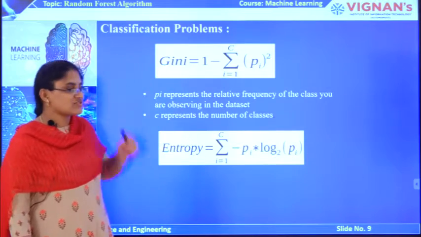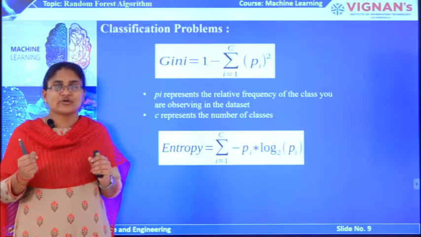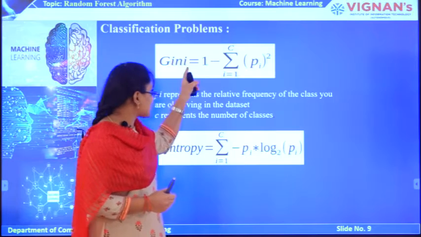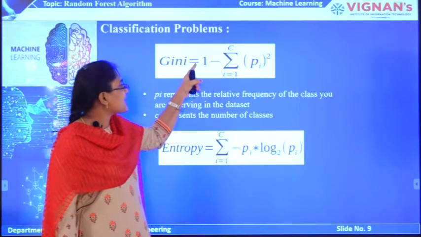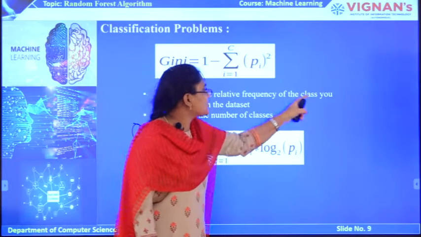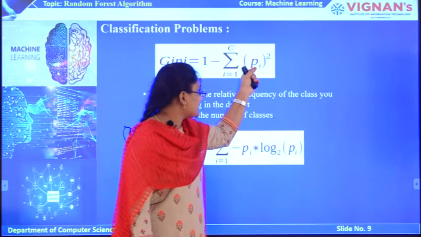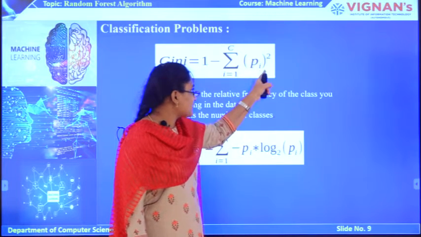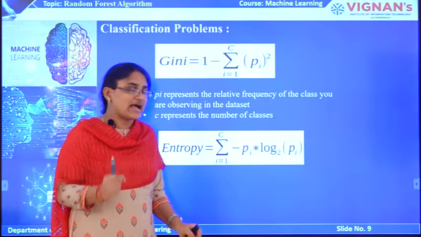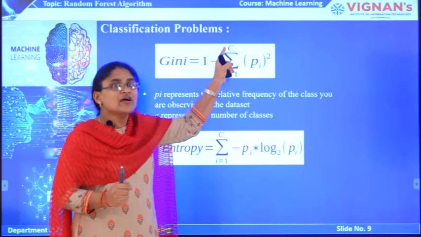Here the Gini index gives the purity or the impurity of a selected attribute in a constructed tree. To find the Gini index, we use the formula 1 minus the summation of, here the pi is the relative frequency of the class you are observing in the data set, which gives the relative frequency of the class value. Then we apply the sum of squares of those values, and here C is the total number of classes for our problem.